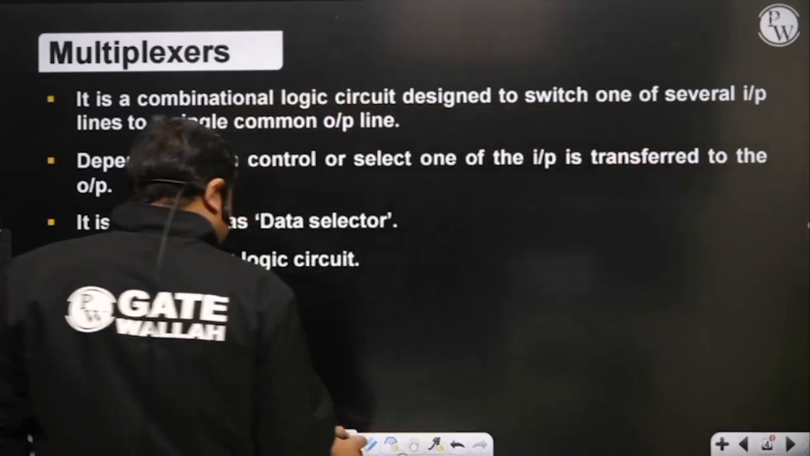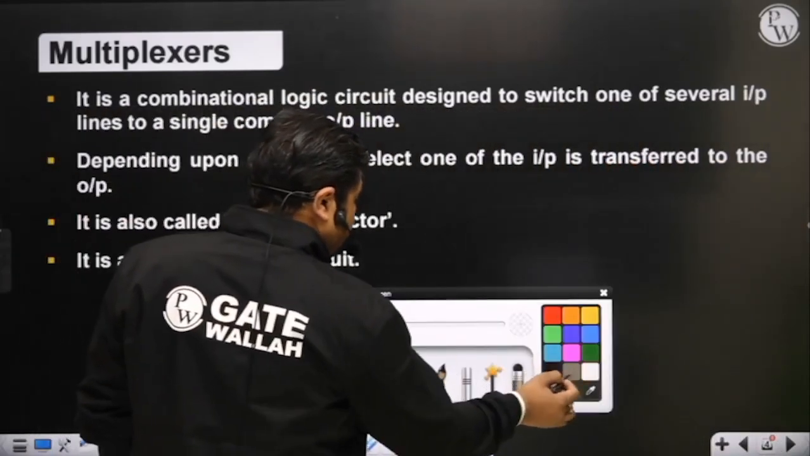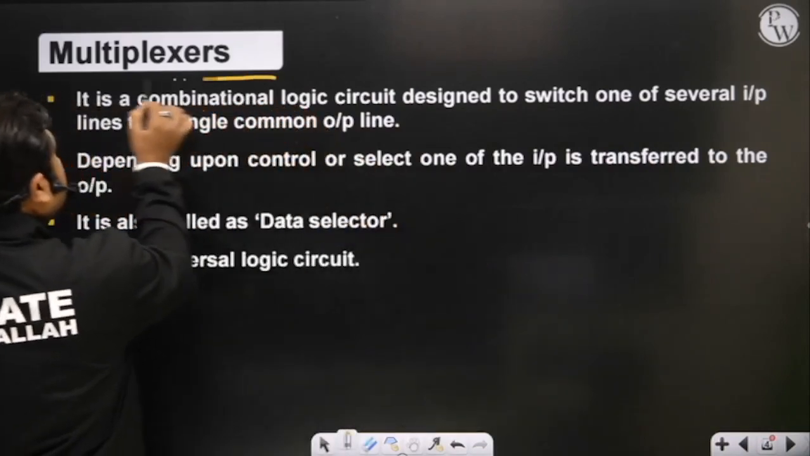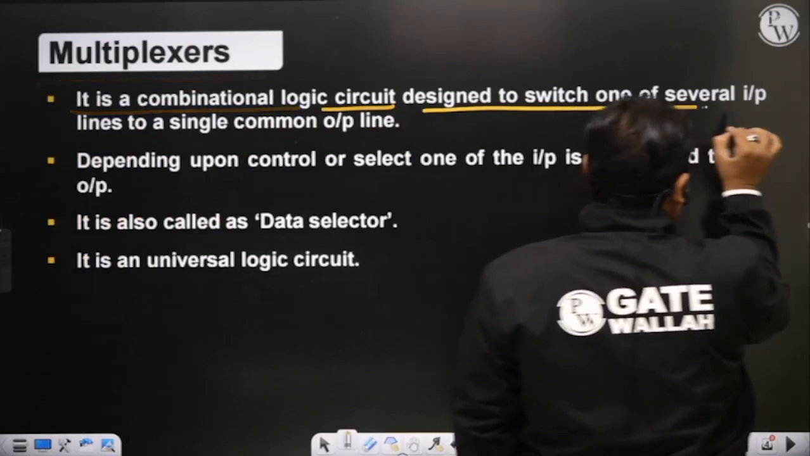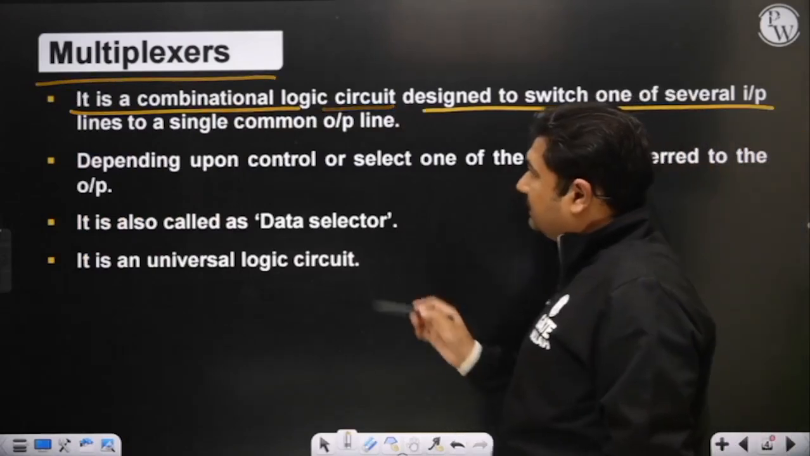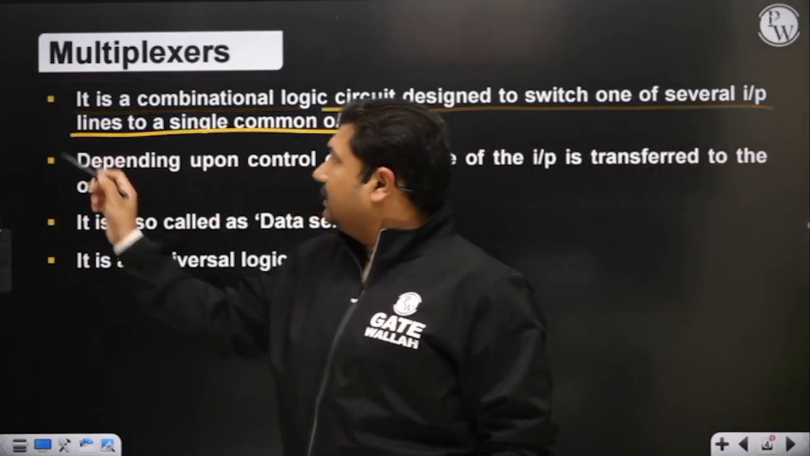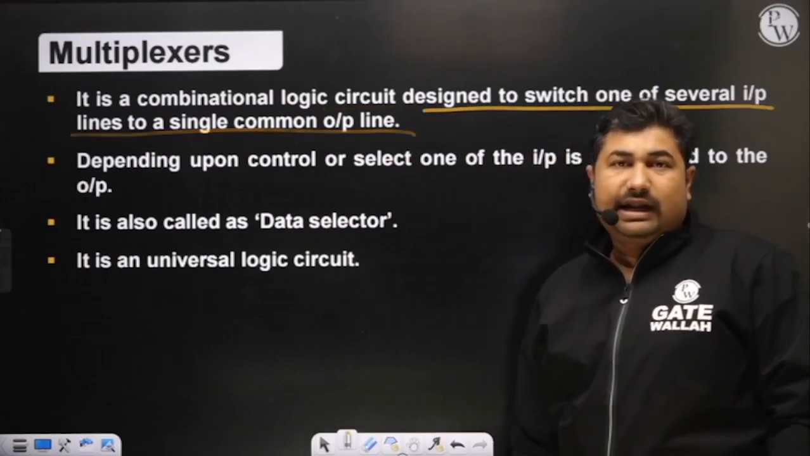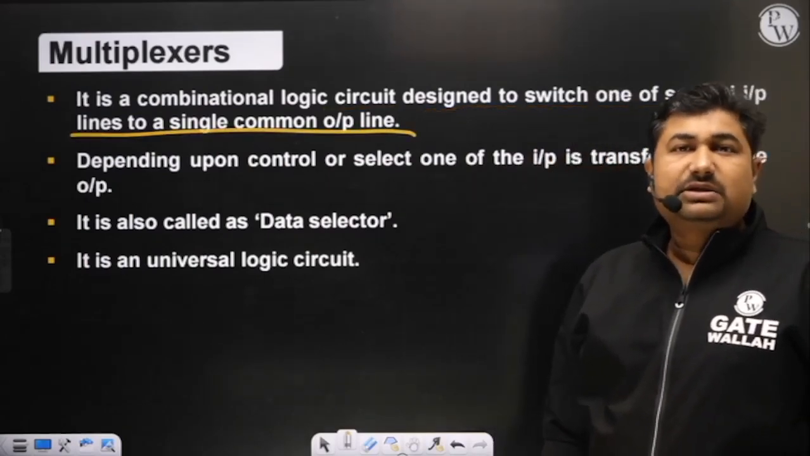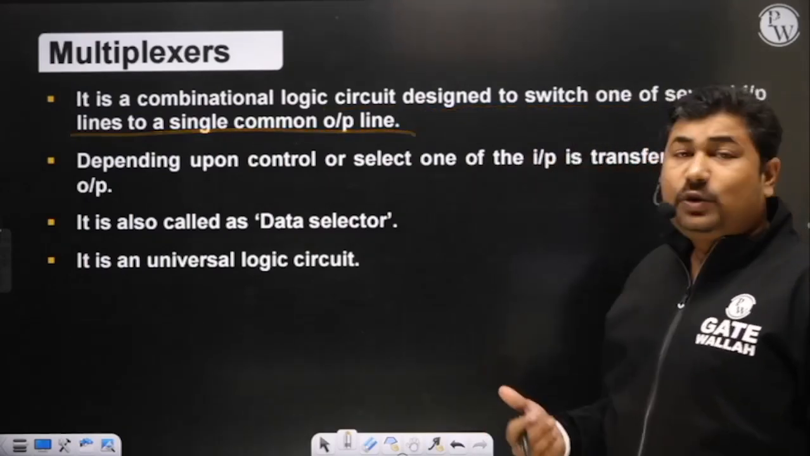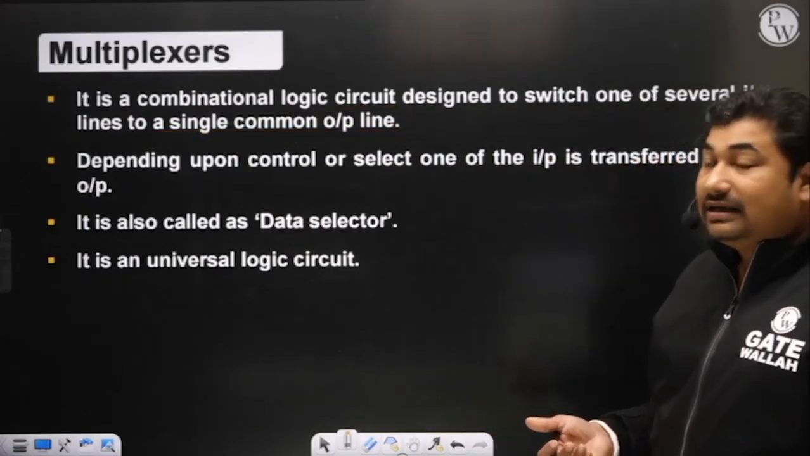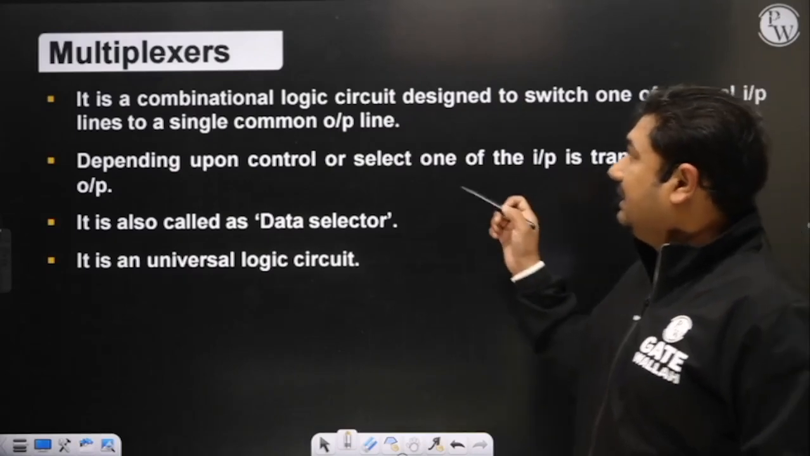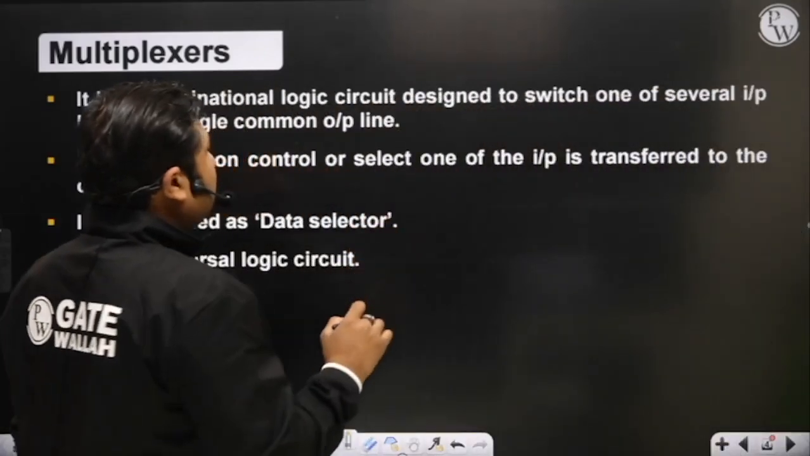Now see, a multiplexer is a combinational circuit. A multiplexer is a combinational logic circuit which is designed to switch one of the several input lines to a single common output line. It is also called a many-to-one circuit.